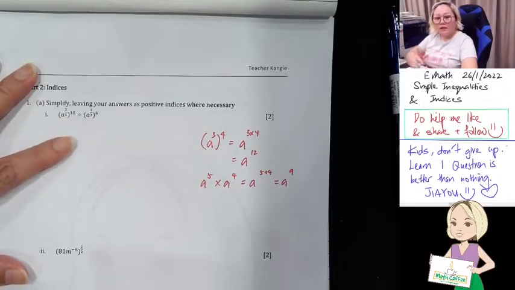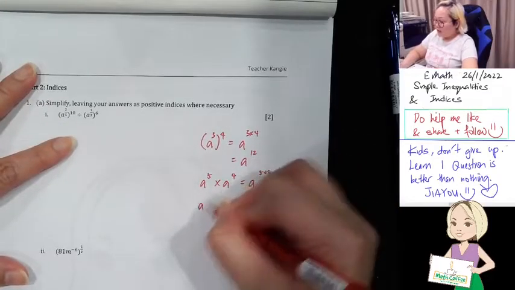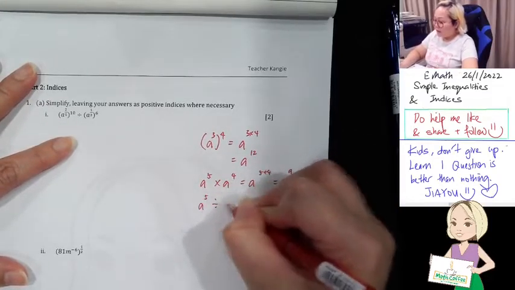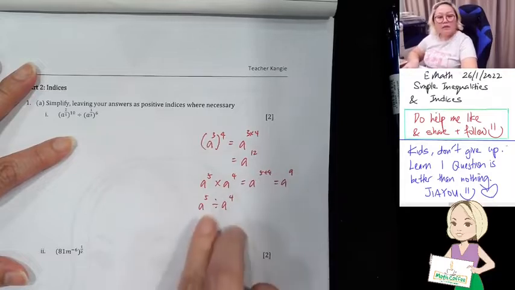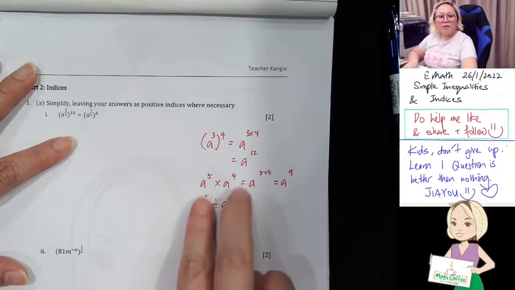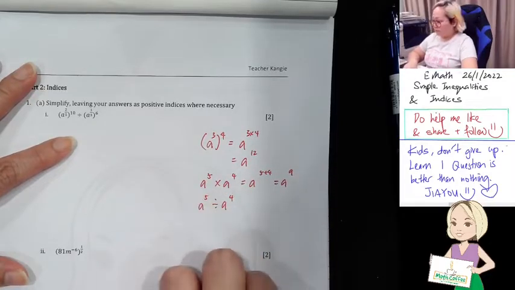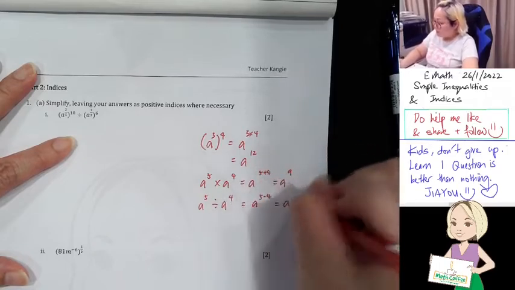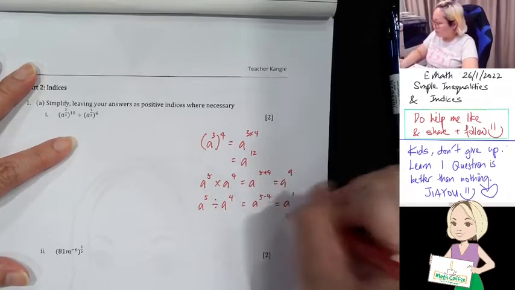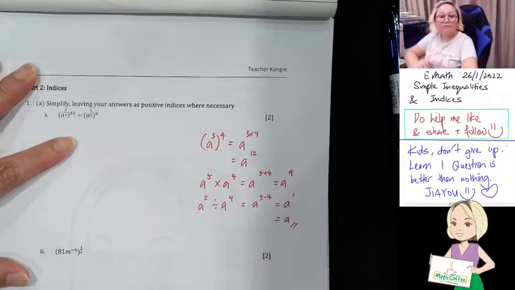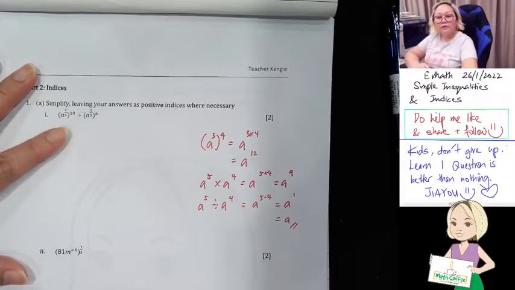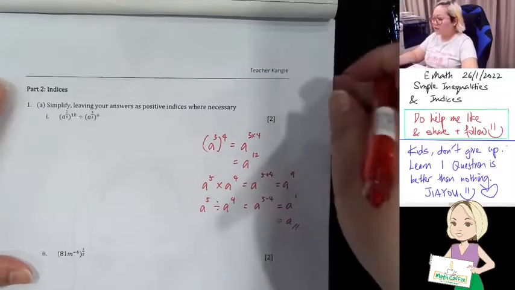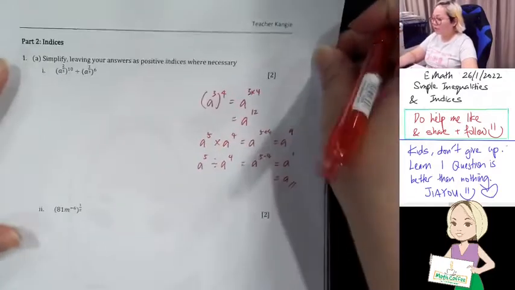Next, if I have a^5 divided by a^4. Same base, divide, you minus the power. So it becomes a^(5-4). So it's a^1, which of course we don't have to write the 1. So the answer is just a. Yes, if the base is different, we cannot use this rule.